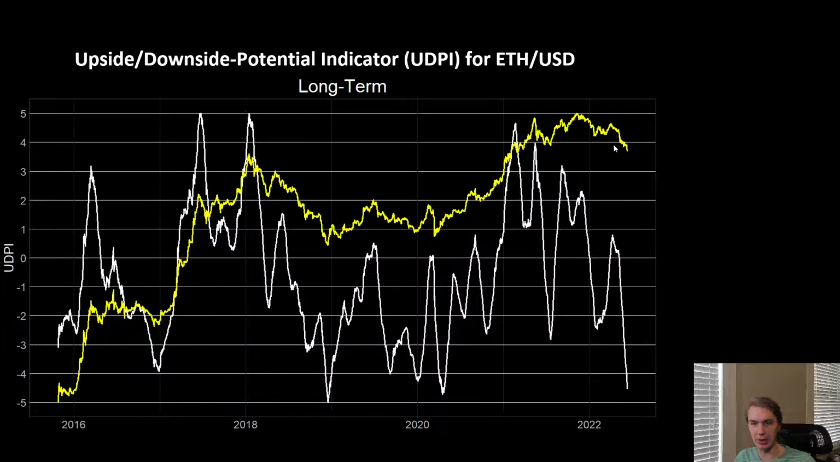Basically, it's saying that based on everything it's seen on Ethereum in the past, it would expect around this point to be a point where the downside potential is starting to get exhausted, and there's considerably more upside potential that remains. So does that mean we should crack out the champagne and be backing up the trucks to load up on ETH? Well, not necessarily, right?